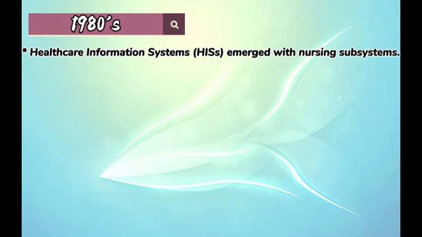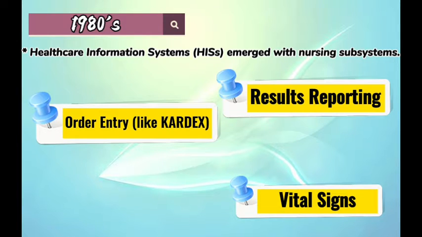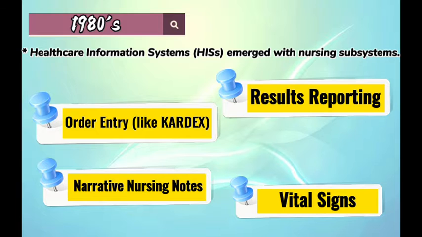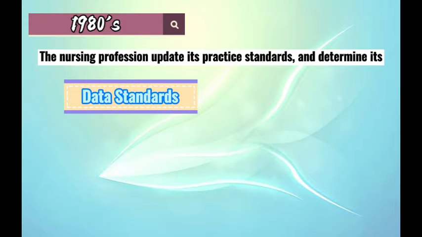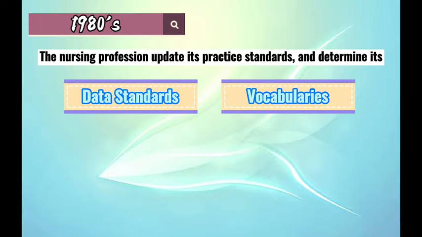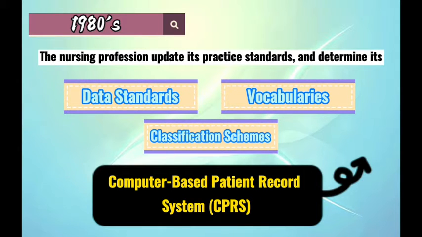During this period, many mainframe healthcare information systems or HIS emerged with nursing subsystems. Order entry like Cardex, vital signs, results reporting, and narrative nursing notes. The nursing profession updated its practice standards and determined its data standards, vocabularies, and classification schemes that could be used for the computer-based patient record systems.